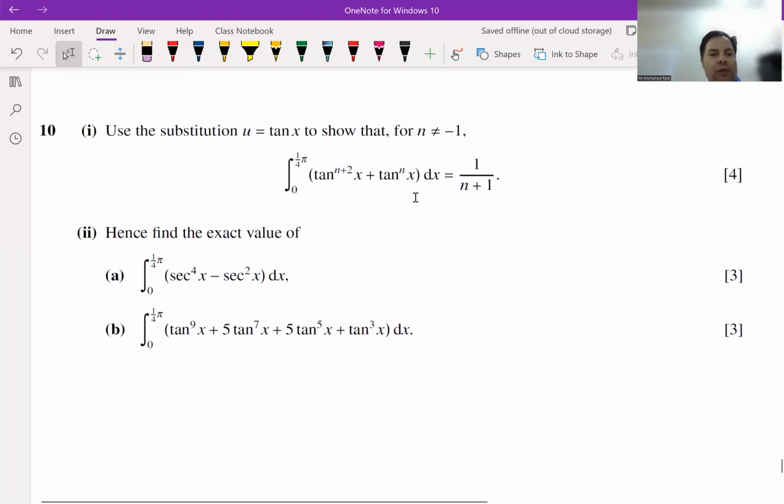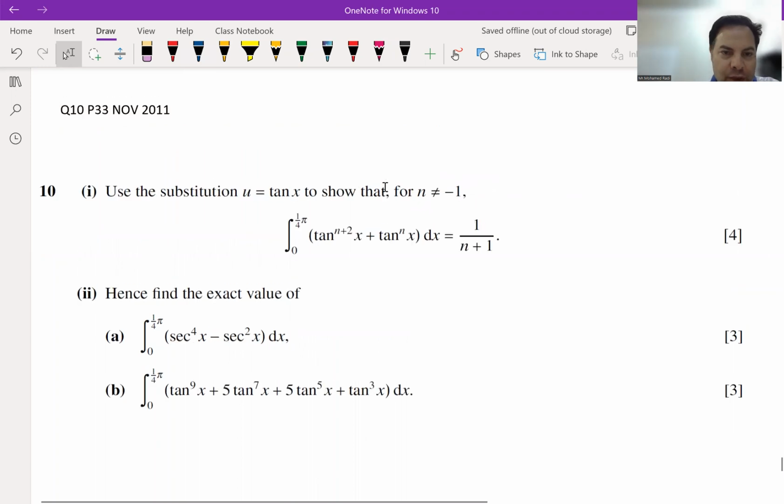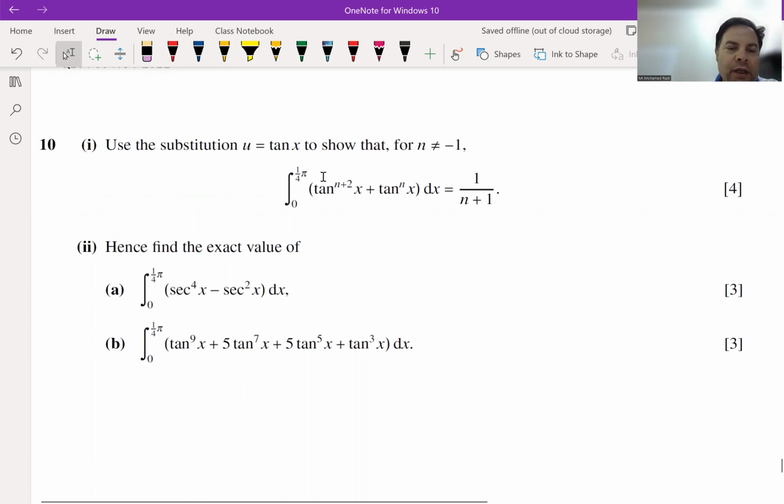Hello guys, in this tutorial I'm going to solve question number 10, paper 33, November 2011. Use the substitution method for this integration, u is equal to tan x. Show that the integral from 0 to a quarter of pi of tan to the power of n plus 2 x plus tan to the power n x dx is equal to 1 over n plus 1.